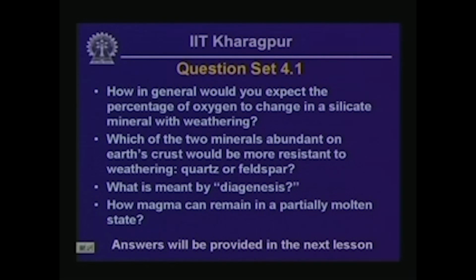Second question is, which of the two minerals abundant in the Earth's crust would be more resistant to weathering, quartz or feldspar? Third question is, what is meant by diagenesis? And the fourth one is, how can magma remain in a partially molten state? Try answering these questions. I will help you out with the answers when we meet next time.